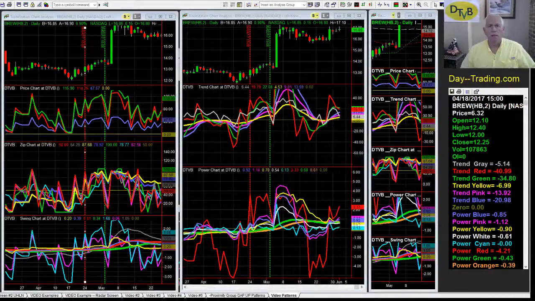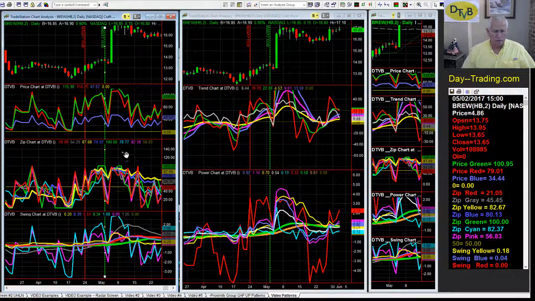In this video, I've got a few red spikes and red peaks that I want to explain. And one of them is very interesting, and that is a red spike with zip green at 100. You hardly ever see that. And that's right here in the zip chart with the green vertical line.